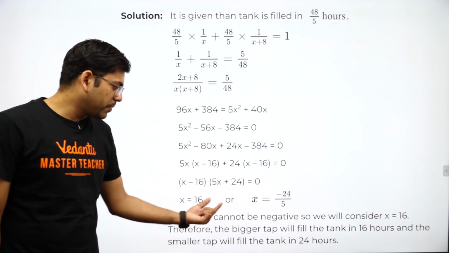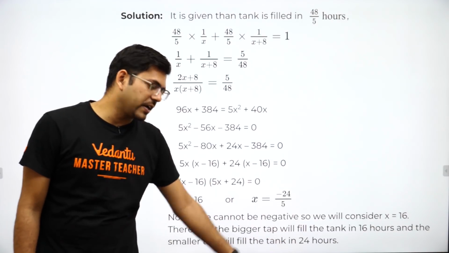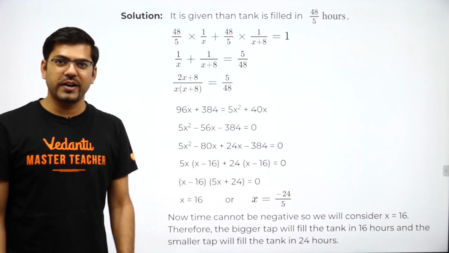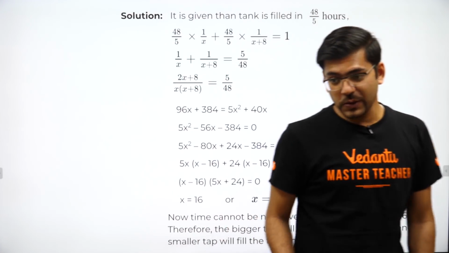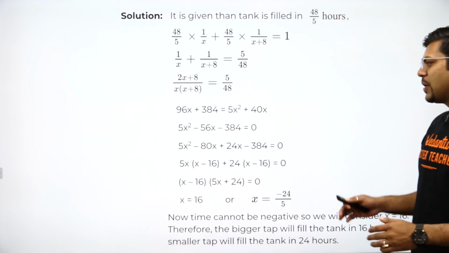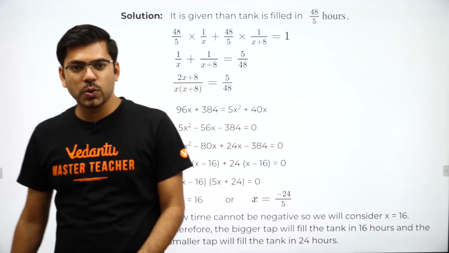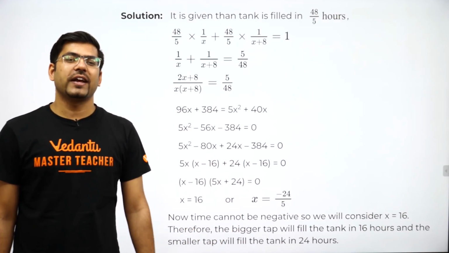So tank would be filled in 16 hours by the bigger tap and by the smaller 16 plus 8, that is 24 hours. So I guess I am clear. And did you all understand this question? Please do let me know. Okay, that's nice. So all of you would have understood this question. Now, if you have understood this question, let's move on to next question and see what's there in the box. Now, the next question comes here.